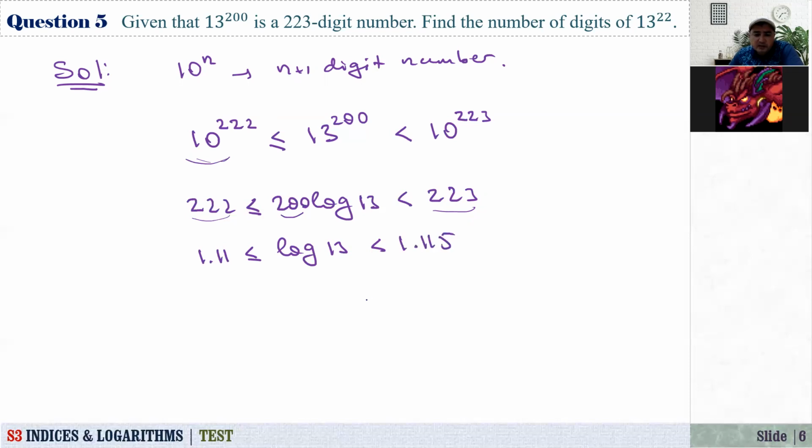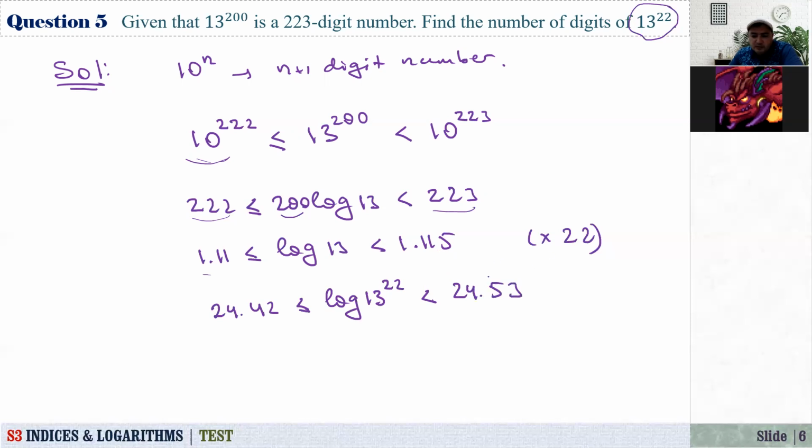Now we're going to multiply all sides by 22, because the power of 13 is 22. If you multiply 1.11 by 22, that's equal to 24.42. Less than or equal to 22 times log 13, which is log of 13 to the power of 22. Less than 22 times 1.115, that's equal to 24.53. It's just simple multiplication. That's why I'm just writing this directly.